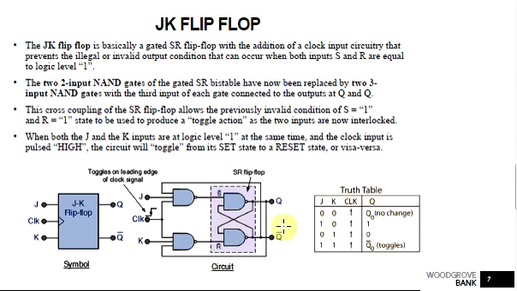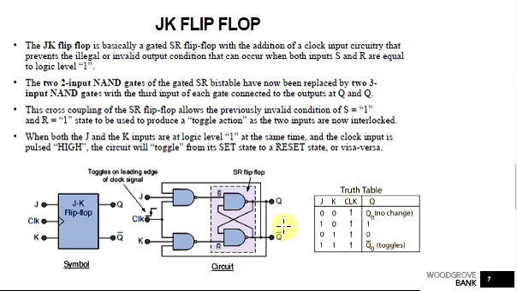This problem is called the race around condition in the JK flip-flop, and it can be avoided by ensuring that the clock input is logic 1 only for a short period of time, but that is very difficult. If you want to reduce that, you have to reduce the frequency of the clock pulse according to the design, which makes the circuit more complicated, and it is not easily achievable.